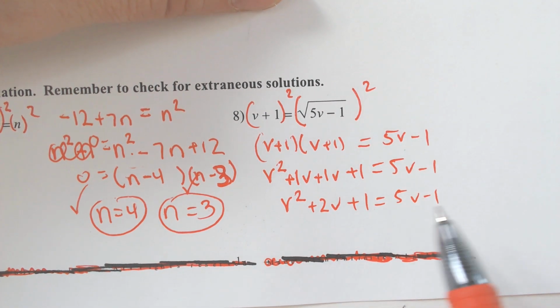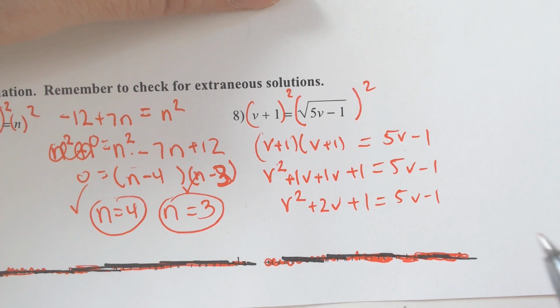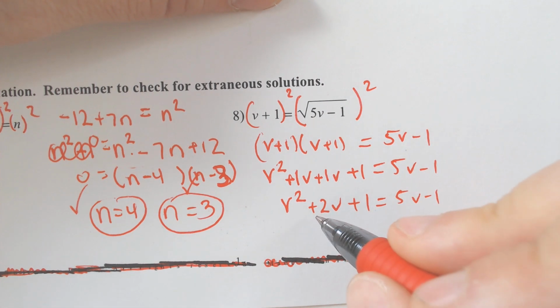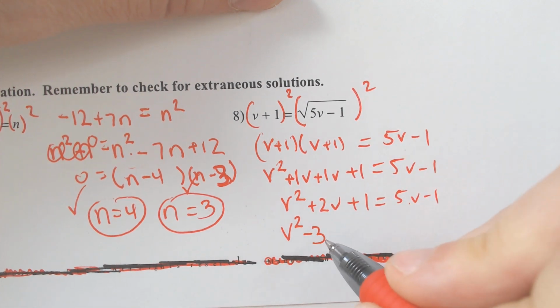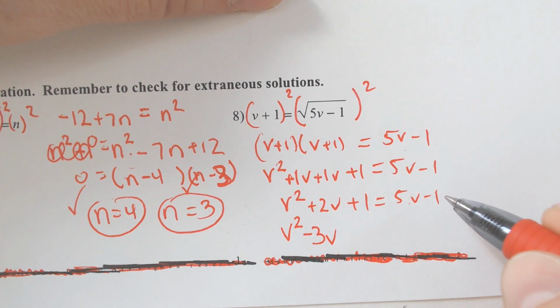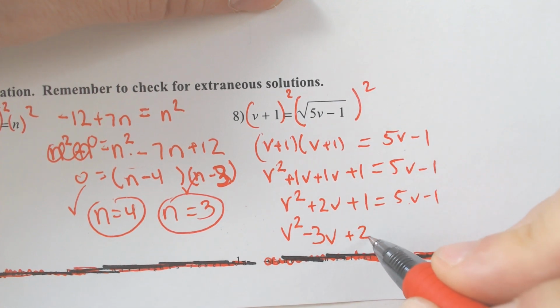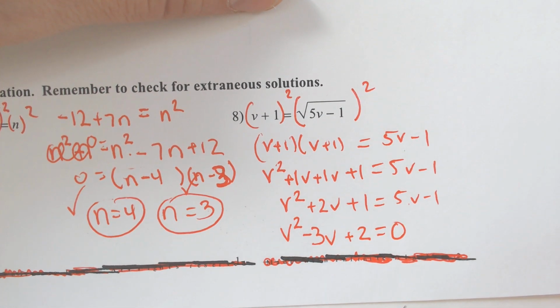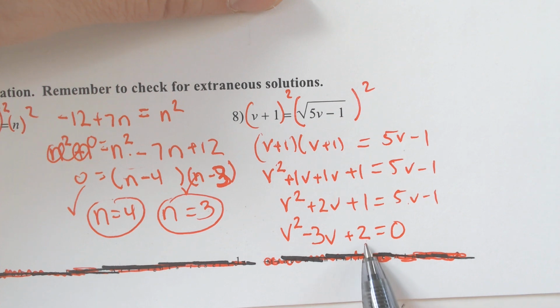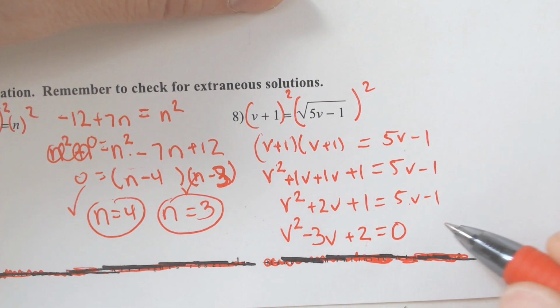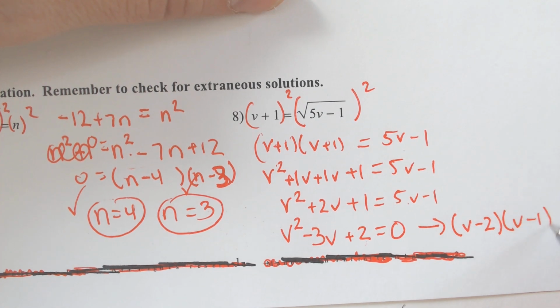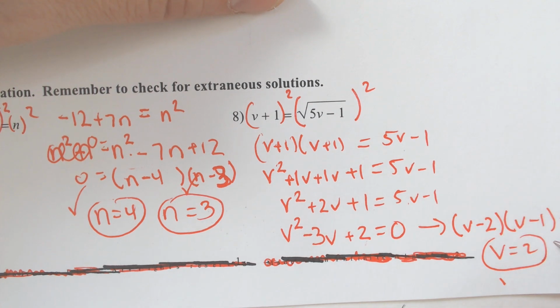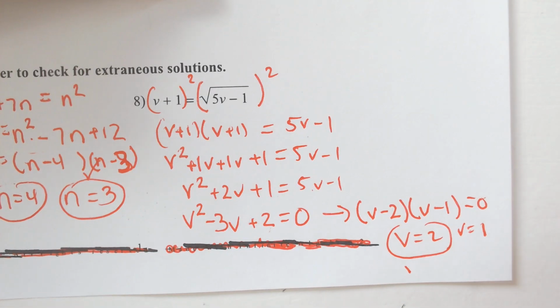Again, you have a v squared and a v. You need to set it equal to 0 and then factor. So we're going to move this 5v over. If we move the 5v, if we subtract 5 from 2, you get negative 3v. If we add 1 to 1, you get 2 equals 0. What multiplies to 2 but adds to negative 3 is negative 2 and negative 1, meaning your solutions are going to be v equals 2 and v equals 1.